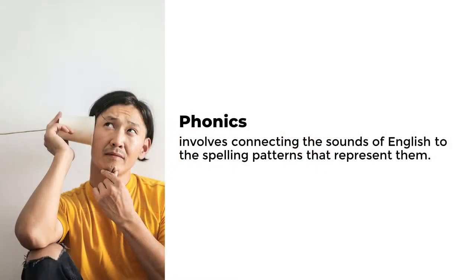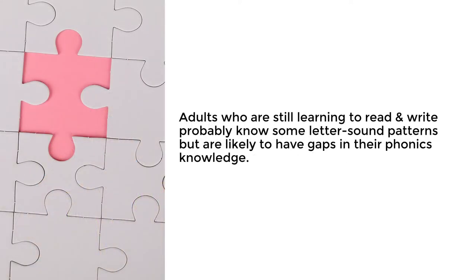Phonics involves connecting the sounds of English to the spelling patterns that represent them. Adults who are still learning to read and write may already know some sound letter patterns, but are likely to have gaps in their phonics knowledge. Because of this incomplete knowledge, adult beginning readers have difficulty decoding, which is applying sound letter knowledge to figure out new or unfamiliar words while reading.